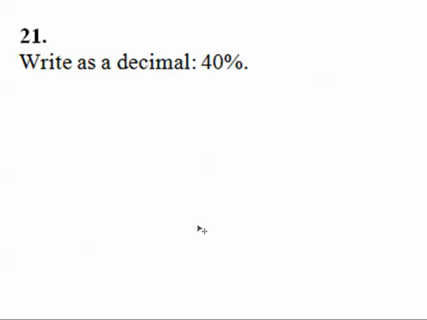Write as a decimal. Well, I hope you remember the Dr. Pepper method. If I'm given a percent, I think of my dot here, and I go, oh yeah, that means I need to move it back here to get a decimal. So my decimal is after the 40. I move it back twice, and 40% must be equal to 0.4, and it is.